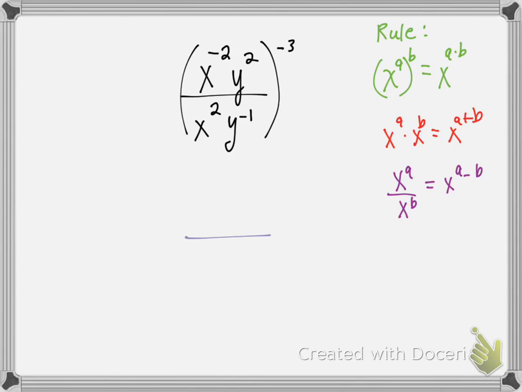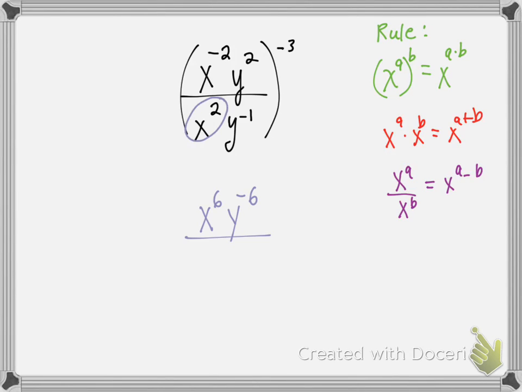So starting with base x raised to the negative second, if I raise that to the negative third, you're just multiplying negative 2 times negative 3, which is positive 6. So I have x to the 6th here. And then if I take y squared and raise it to the negative third, you're just multiplying 2 times negative 3, which is negative 6.